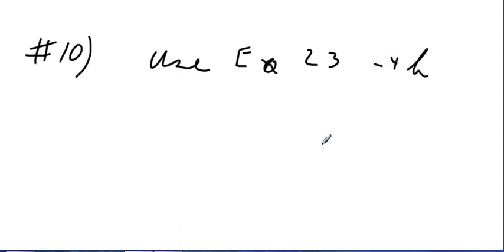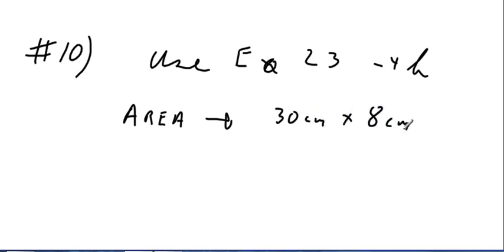So we're going to use equation 23-4b. That's the one we're using, and we need an area of a shoe. So everybody look at their shoe and come up with an area. We're going to use 30 centimeters by 8 centimeters. But clearly it doesn't tell us what the area of the shoe is, so we could use something else.